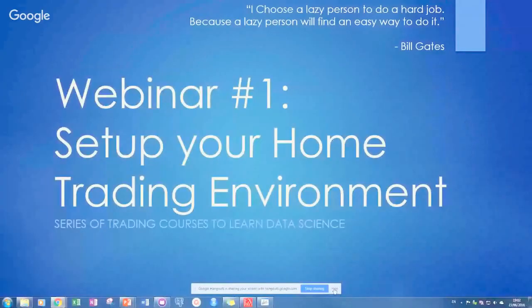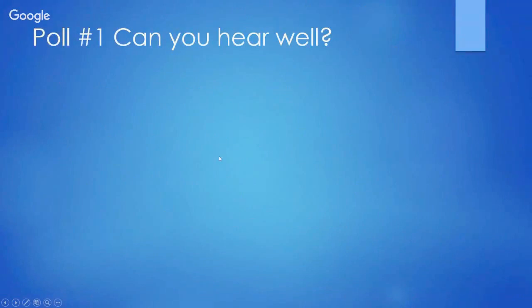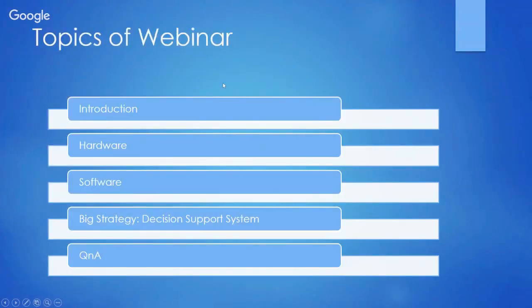Now I will share my screen, and we'll proceed with some introduction. All right, here we have our slide deck. Let me go one by one through the slides. This webinar will be about those topics. I will make some introduction about why I started this lazy trading story. I'll talk about hardware, software, and the big strategy explained in the first course of the series. Then we'll talk about version control as well, and the Q&A.